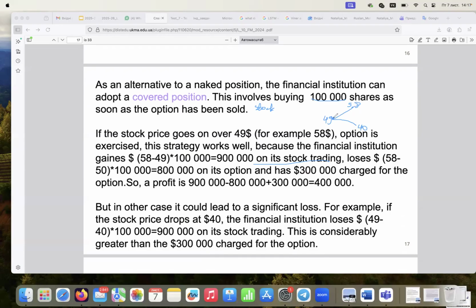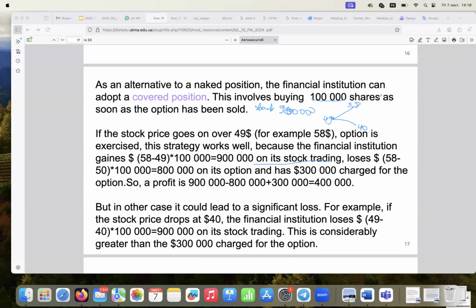Okay, so we have 9. 58 minus 49, so our profit is 9, but multiplied by 100,000, and we have 900,000. Our profit is 900,000. This is on stock trading.